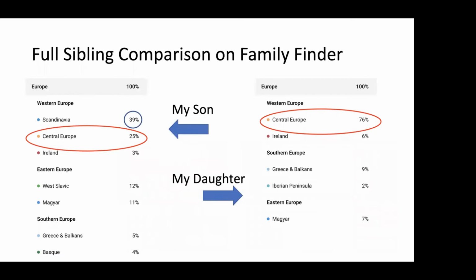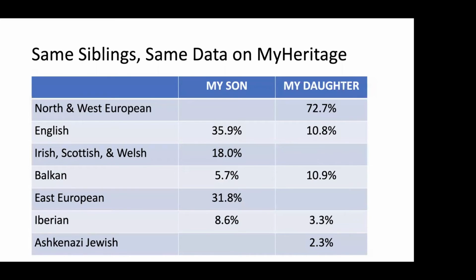Now, let's compare 2 full siblings who take the same test. My son and daughter both tested on Family Finder. My son shows 39% Scandinavian, which I noted can be confused with British. My daughter shows no Scandinavian at all, with 3/4 of her DNA lumped into Central Europe. Each of them shows some ancestry from Eastern and Southern Europe, which reflects their mother's Croatian side. This is why I tell people to never draw any conclusions about relationships from a DNA ethnicity report.